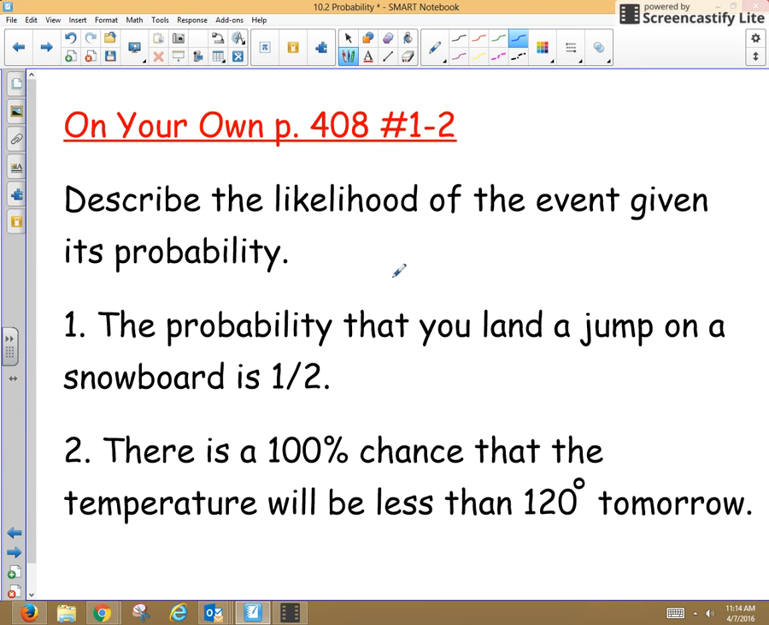Now I'd like you to try on your own numbers 1 and 2. Go ahead and refer back to the diagram and tell me how likely, the likelihood that the event will occur.